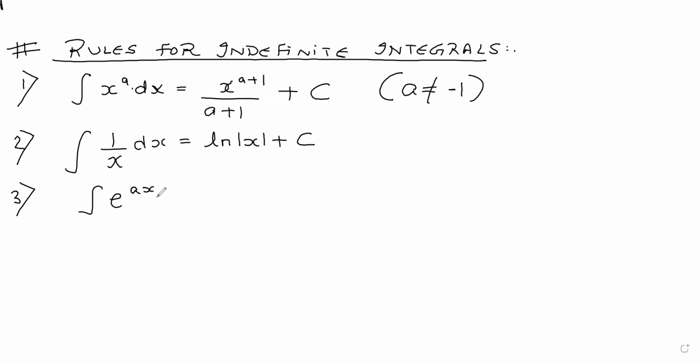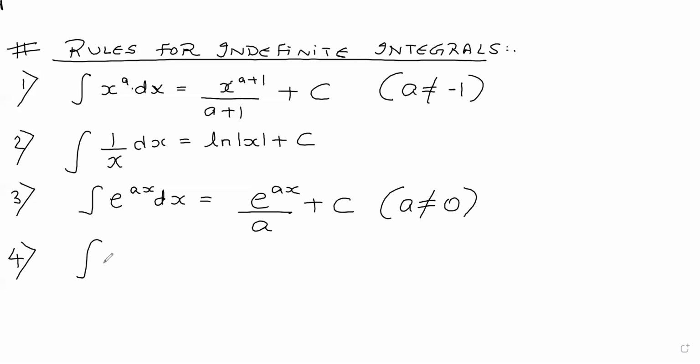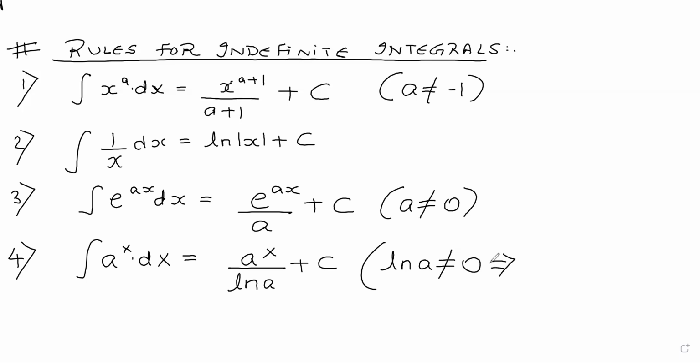The third rule is integral of e to the power ax dx is e to the power ax divided by a, plus c. Again, this integral is well defined when a is not equal to 0. The fourth rule, integral of a to the power x dx, we can write as a to the power x upon ln a, plus c. Now guys, ln a should not be equal to 0, which implies a should not be equal to 1, because all of us know that ln 1 is 0.